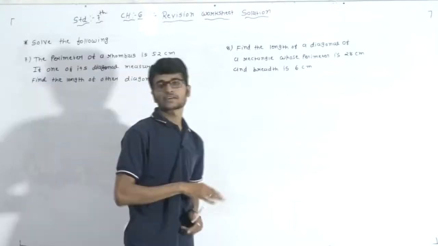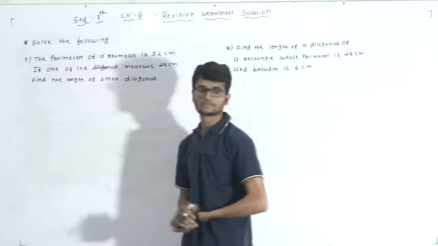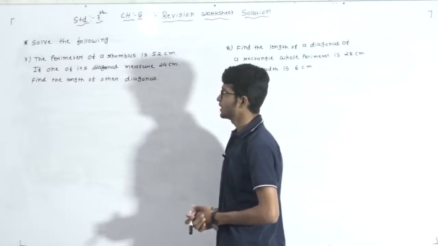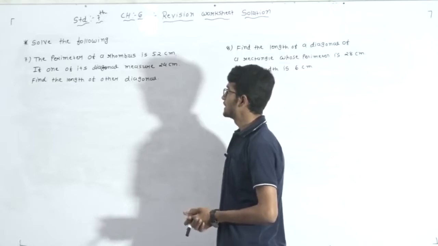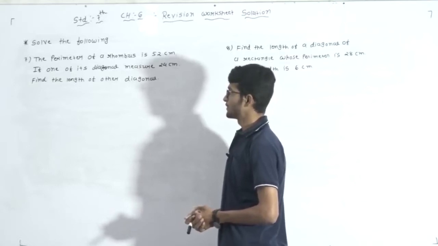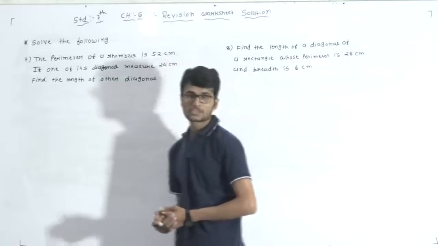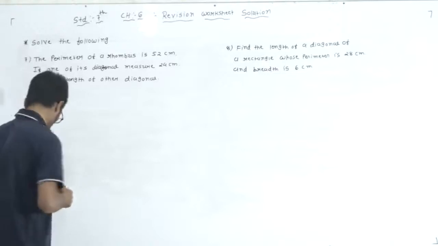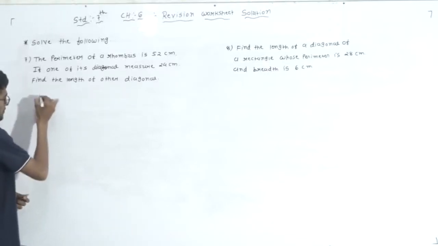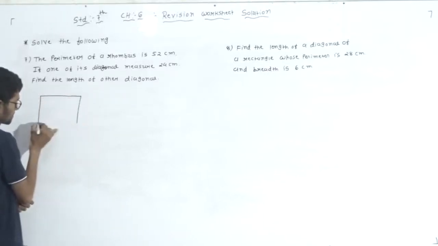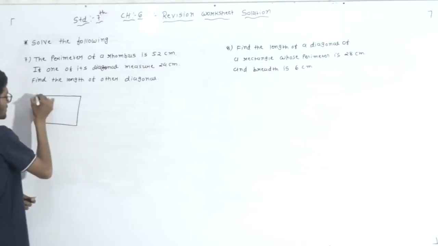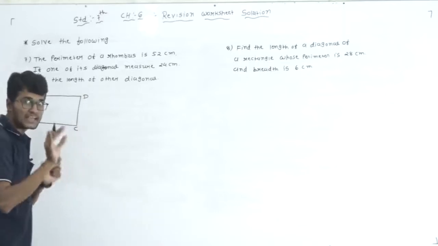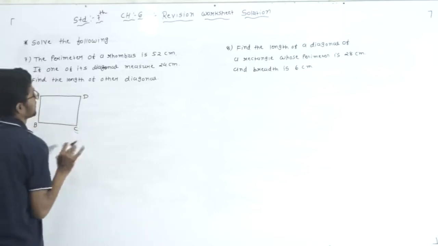Okay. Now our next question, number 7. The perimeter of the rhombus is 52 centimeter. If one of its diagonals measures 24 centimeter, find the length of the other diagonal. It means we have to find the other diagonal's length. So first of all we have to draw our rhombus, A, B, C and D. In a rhombus all the sides are the same, right?